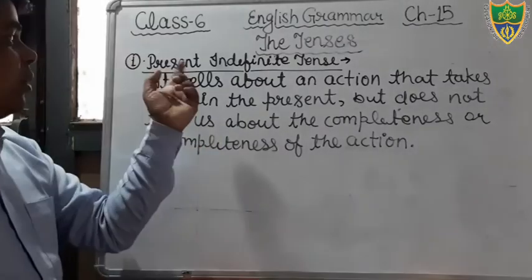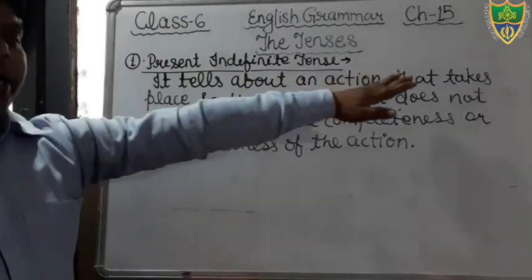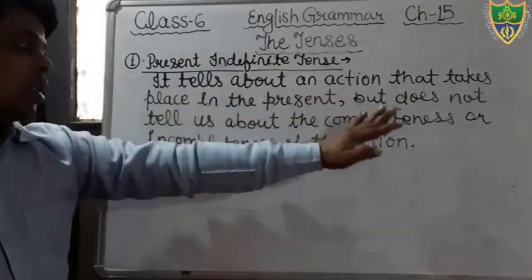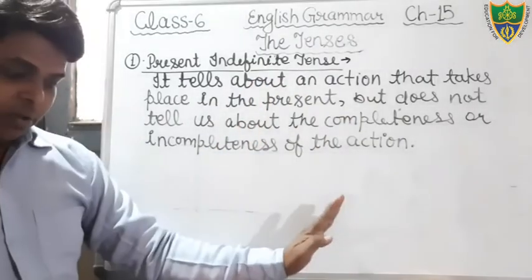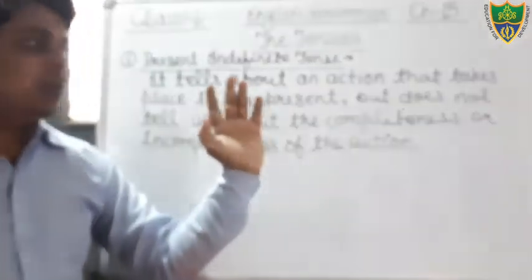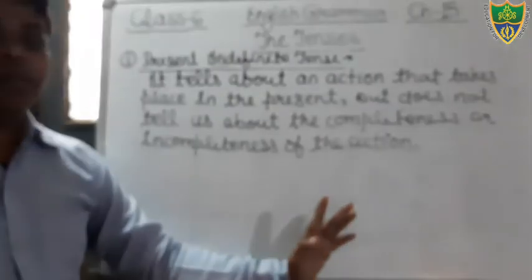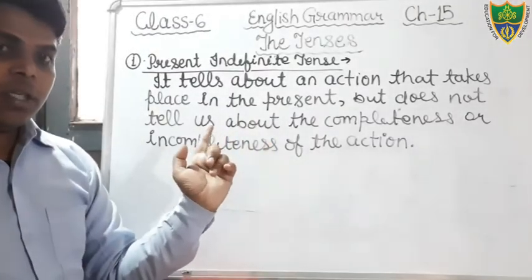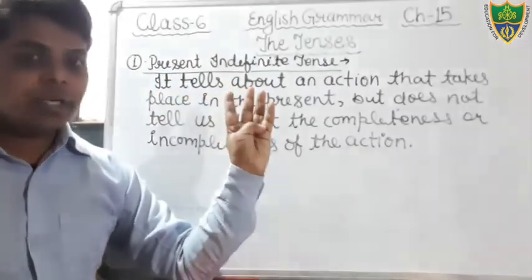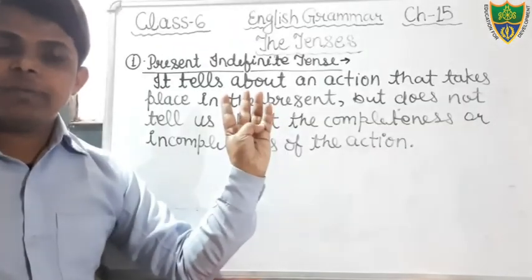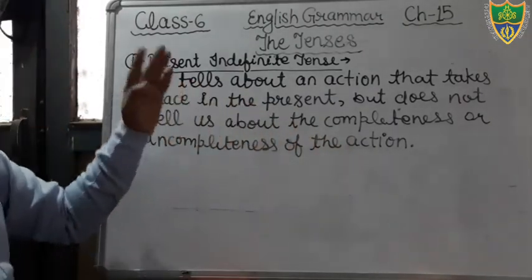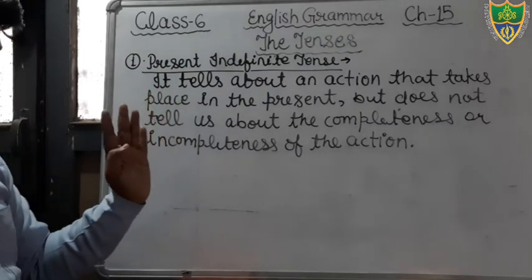Okay, students, so what does mean by present indefinite tense? It tells about the action that takes place in the present, but does not tell us about the completeness or incompleteness of the action. Okay, now students, we will discuss the rules. There are three kinds of sentences we will make in each tense: affirmative, negative, and interrogative. Okay, so you write.